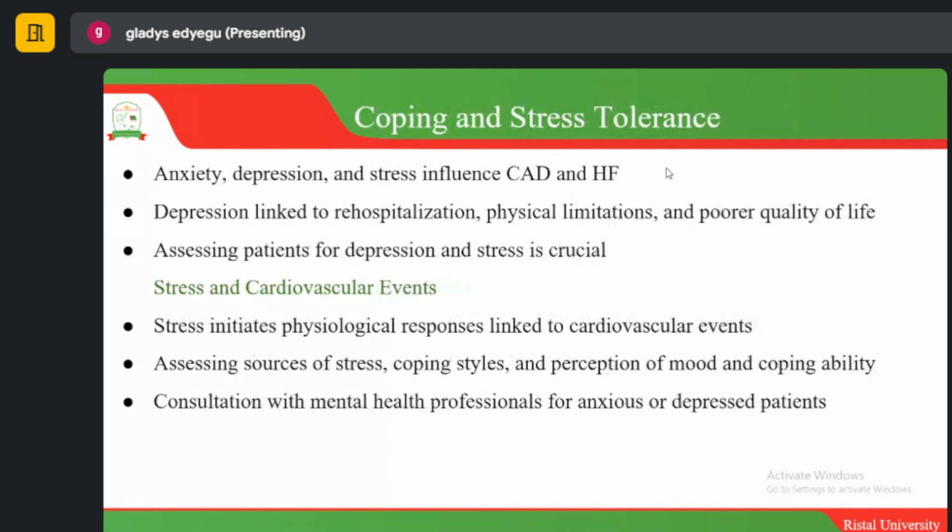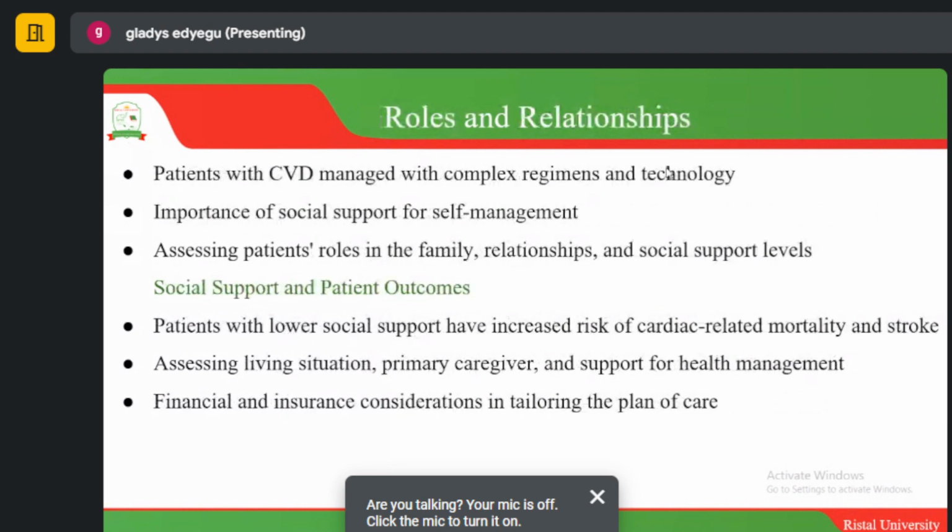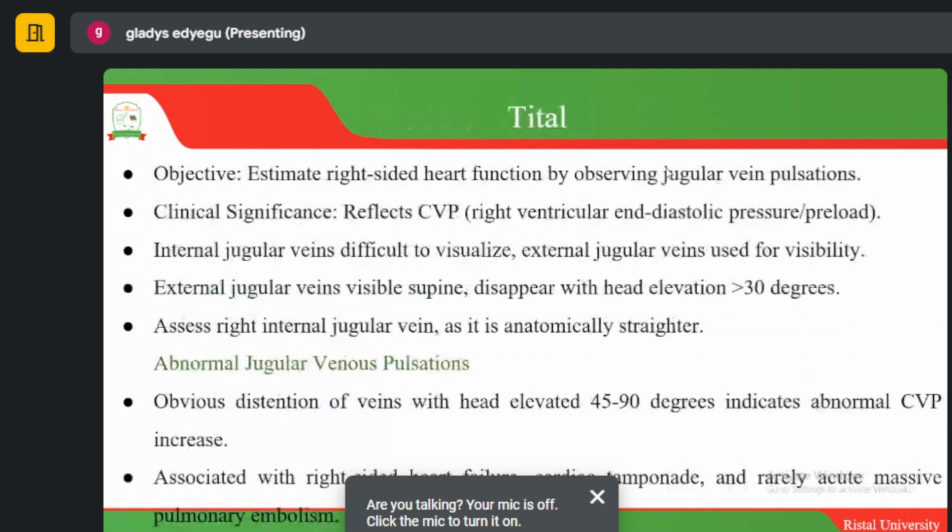Anxiety, depression, what is in this slide, I've already explained in the previous slides. Yes, this is also explained. So what are the objectives in the title still? The objective is to estimate right-sided heart function by observing the jugular vein pulsations.